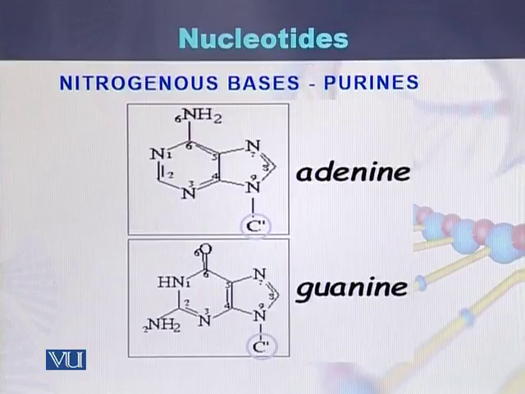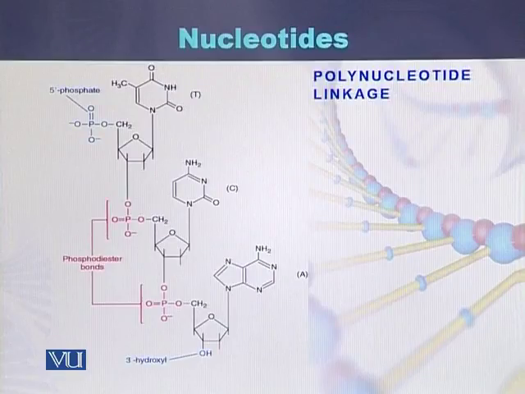On the other hand, there are 2 additional types of nitrogenous bases. Those nitrogenous bases are called purines. Purines are adenine as well as guanine. Adenine and guanine both are 2 ring structures. We can see in the diagrams that adenine is a 2 ring structure, while guanine is also a 2 ring structure. What is the meaning of polynucleotide linkage?